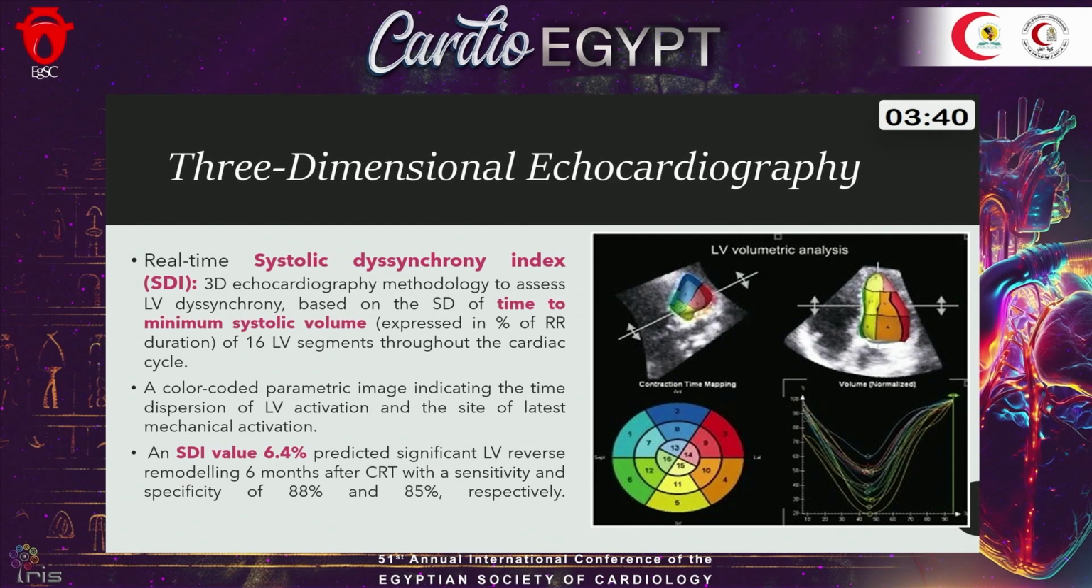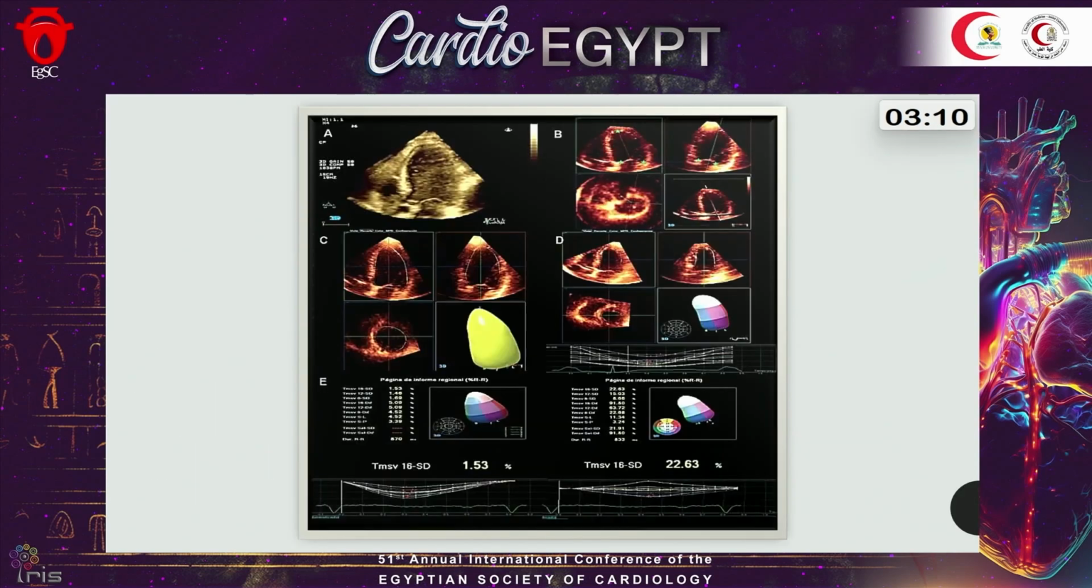This has no need for ECG gating 3D echo. This method divides the LV into 16 segments. Time to minimum systolic volume indicates maximum systolic contractility of this segment. The standard deviation of this time indicates mechanical dyssynchrony. A value more than 6.4 predicted significant LV reverse remodeling after CRT implantation. This figure shows 3D real time.